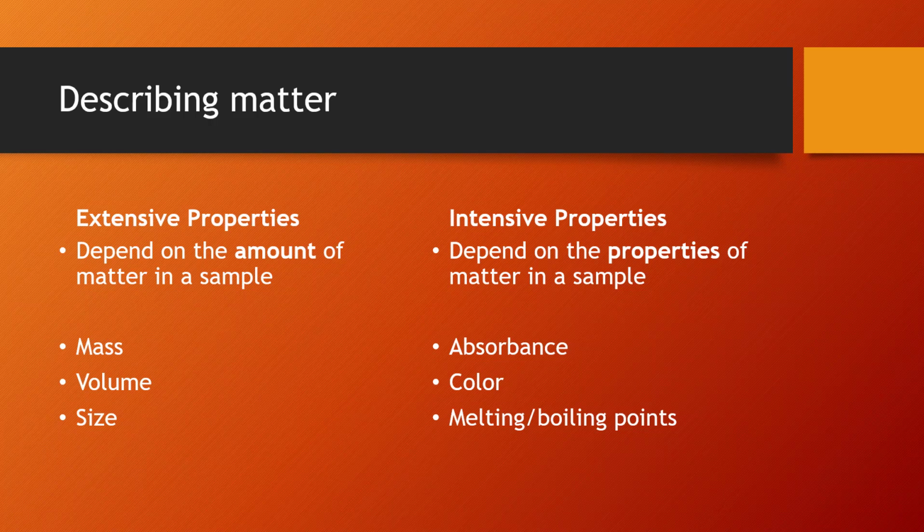These are extensive properties. Intensive properties are going to depend on the properties of matter in a sample. So does that steel absorb light? No, it reflects it. What is the color of the steel? Well, that depends on what colors of light it reflects. And what are the melting points and boiling points of steel? Very high, but these are all intensive properties of that bar of steel.